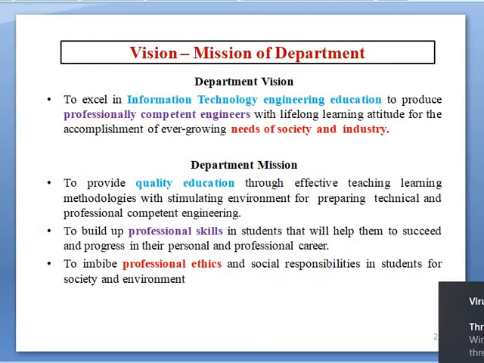Here is the vision and mission of the department. Departmental vision statement: to produce professionally competent engineers with a lifelong learning attitude for the accomplishment of the ever-growing needs of society. Departmental mission has three statements. First, to provide quality education through effective teaching and learning with a stimulating environment for preparing technically and professionally competent engineers. Second, to instill skills in students that will help them to succeed and progress in their personal and professional careers. Third, to instill ethics and social responsibility in students for society and environment.